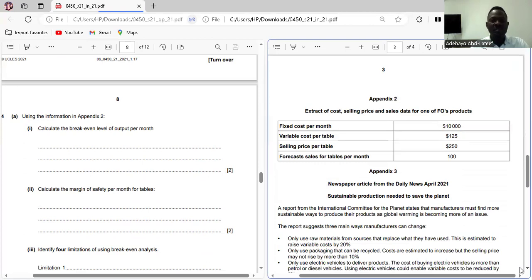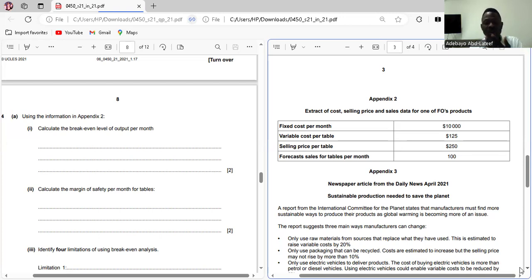Calculate the break-even level of output per month. For break-even, it is always fixed cost divided by contribution. Our contribution is selling price minus variable cost. So here, based on what we have in appendix 2, the fixed cost is 10,000. The variable cost is 125. The selling price is 250. So break-even is 10,000 divided by 250 minus 125, which is 125. So 10,000 divided by 125 is 80.